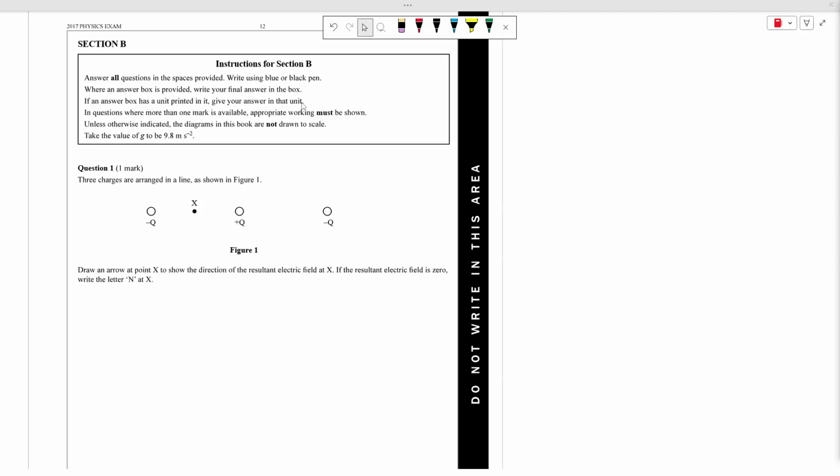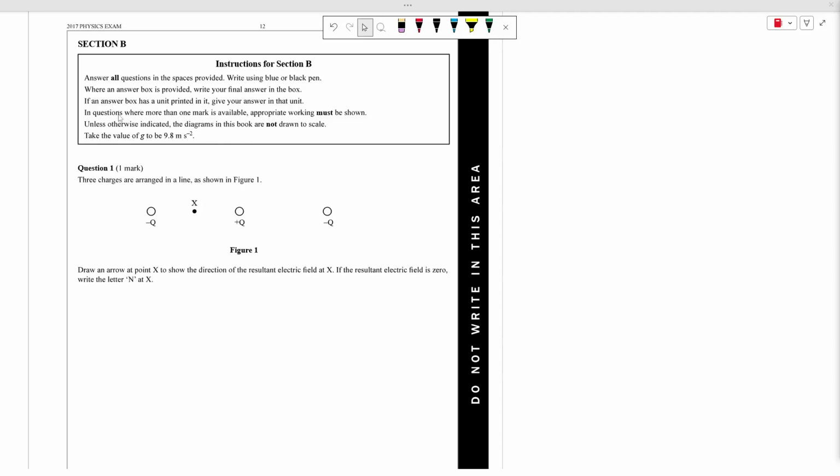Don't cross it out and write your own unit. In questions where more than one mark is available, appropriate working must be shown. Okay, you will not get full marks if it's a multiple mark question and you only put an answer. Unless otherwise indicated, diagrams are not drawn to scale and take the value of g to be 9.8 meters per second squared. All right.